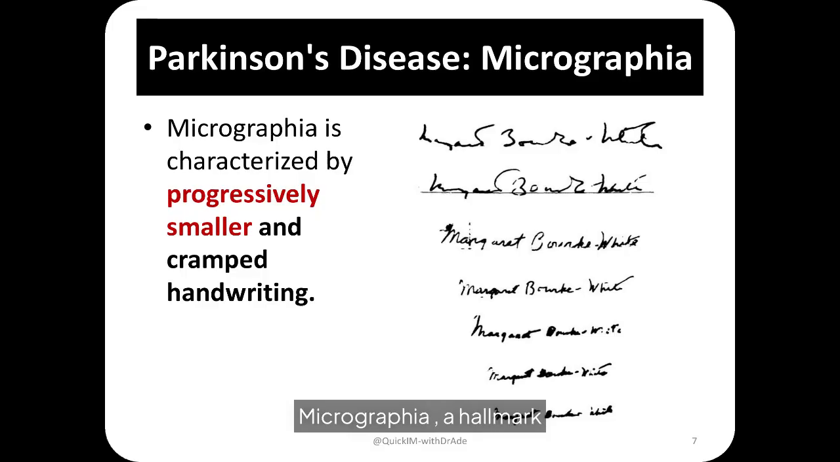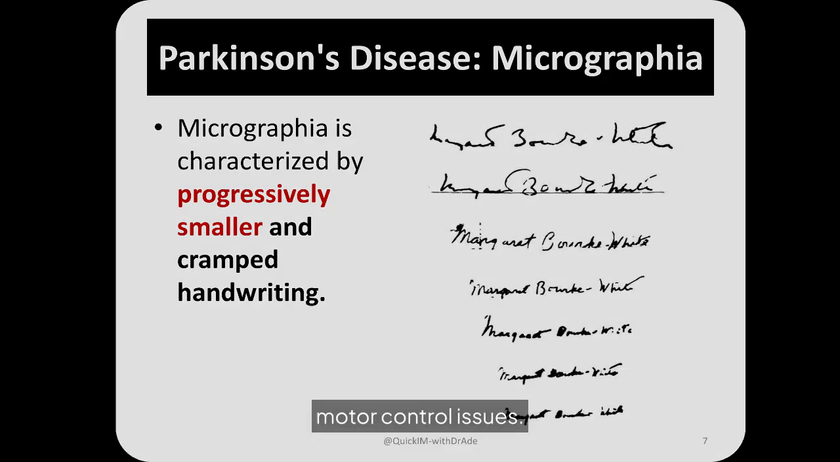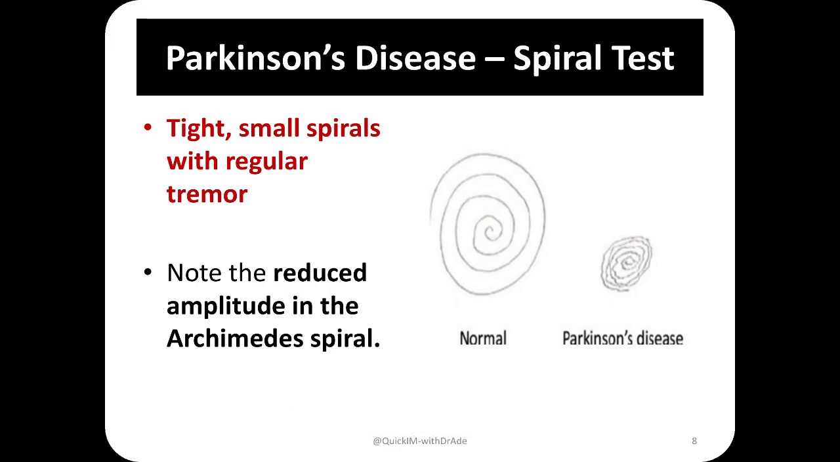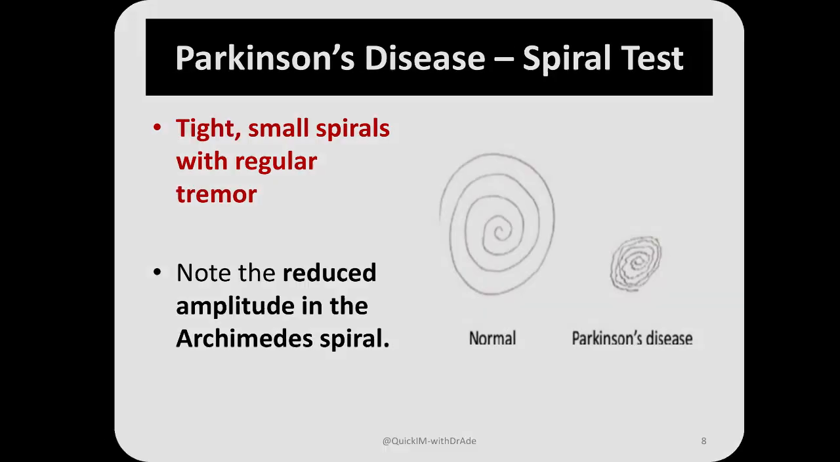Micrographia, a hallmark of Parkinson's disease, is characterized by progressively smaller and cramped handwriting. This symptom reflects underlying motor control issues. The spiral test for Parkinson's disease shows tight, small spirals with regular tremor. This reduced amplitude in the Archimedes spiral is a key diagnostic feature. The spiral in Parkinson's disease is small, in contrast to what is observed in essential tremor.